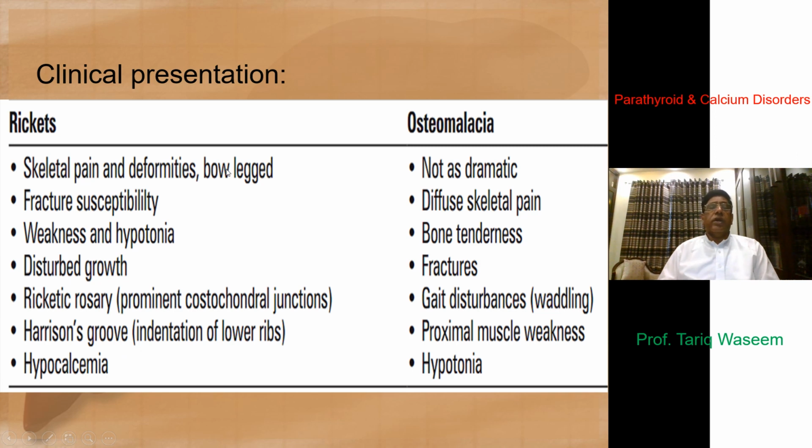But in osteomalacia, the signs and symptoms are not as dramatic. They may have vague, diffuse skeletal pain, sometimes bone tenderness. They have a tendency to fractures. They do have gait disturbances later on, and more prominently, they present with proximal weakness and hypotonia.